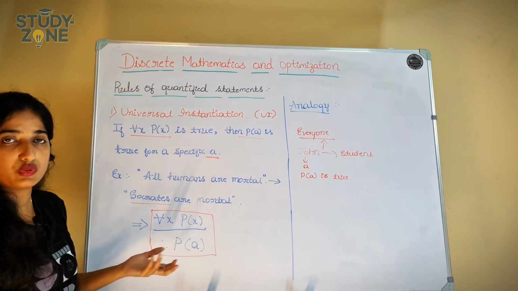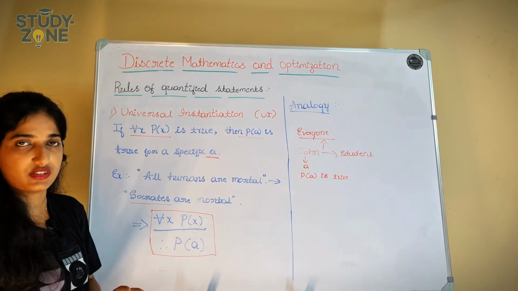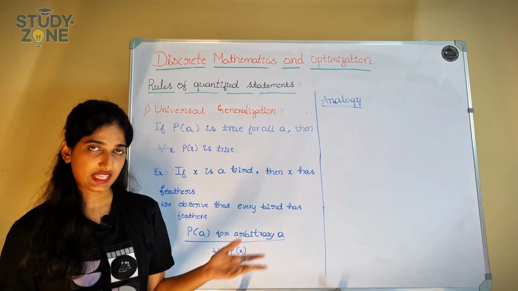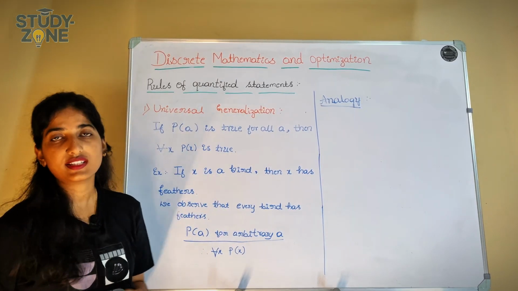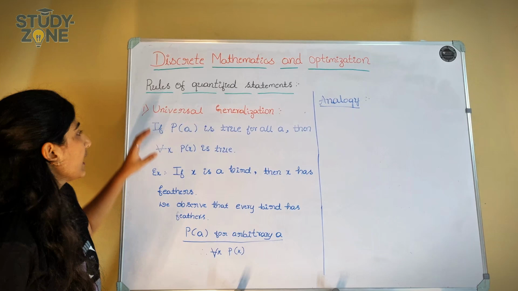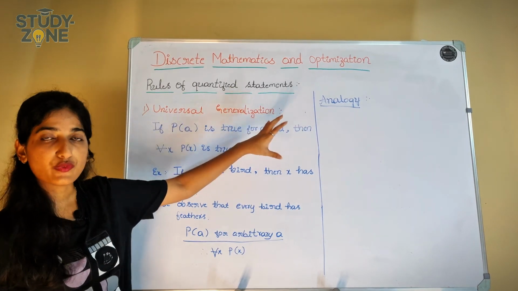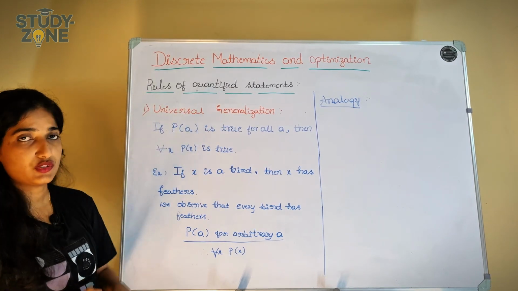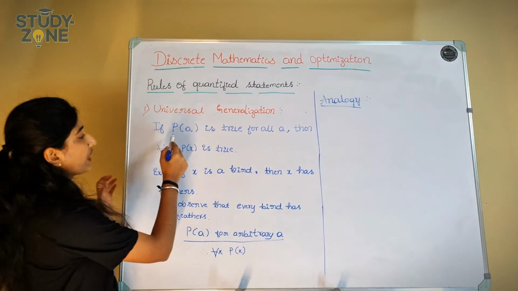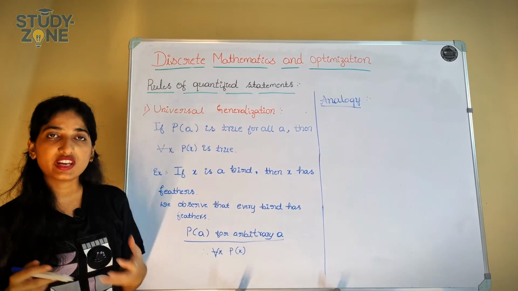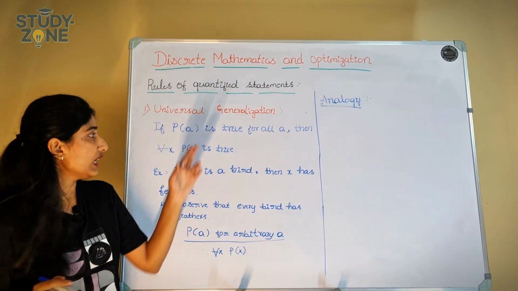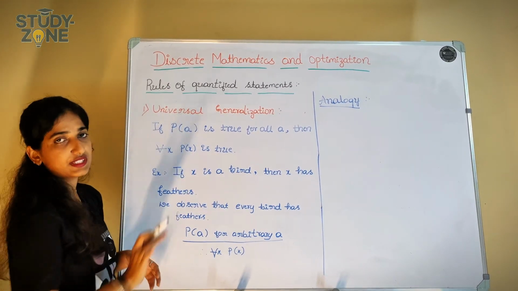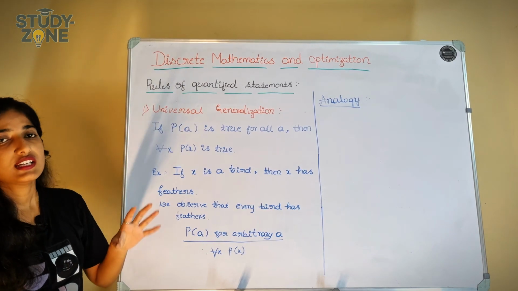So let us go to universal generalization. The next one is universal generalization, right? Universal generalization suggests that if P of a is true for all a, then for all x, P of x is true. Which means that for each and every possible value of a, P of a is true. Then we can say, for all x, P of x is true. We are generalizing the statement here.